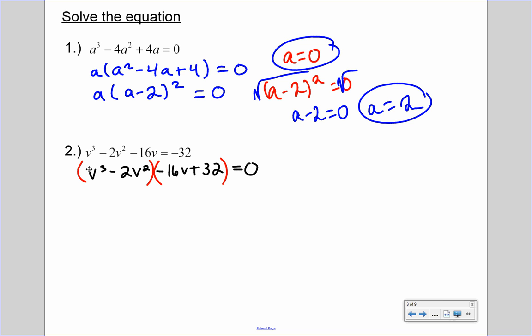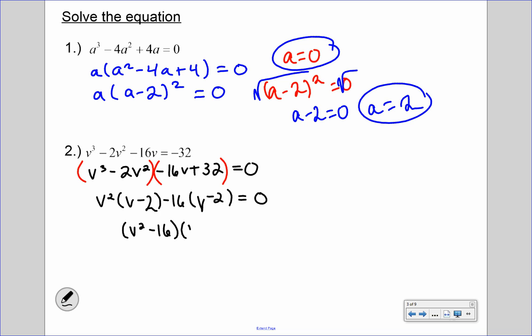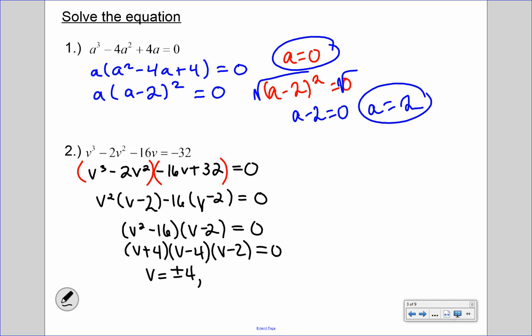So we can write this as v squared times (v minus 2), and then minus 16 times (v minus 2). We have to rewrite it as (v squared minus 16) times (v minus 2), and we can still continue to factor the v squared minus 16 to (v plus 4)(v minus 4)(v minus 2), or you could have just set v squared minus 16 equal to 0 and solved it that way. But our answer is going to be plus or minus 4 and 2.